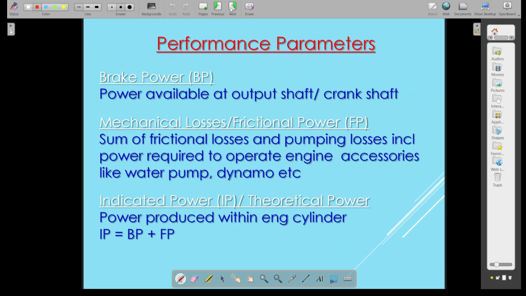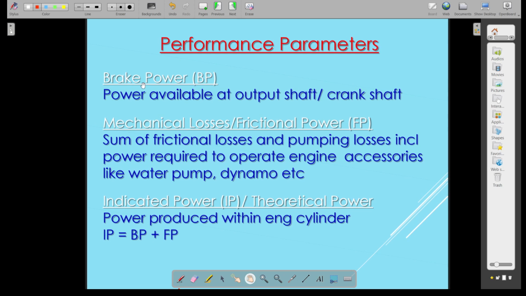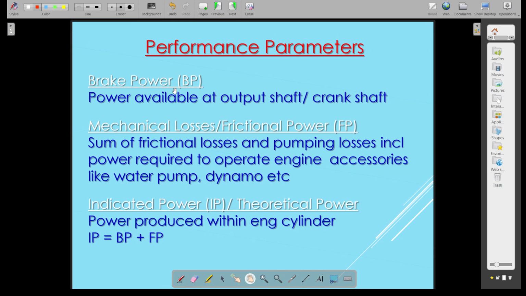So what are the performance parameters? When we go for testing of engines, there are certain performance parameters. The very first parameter, you can see over here, is the brake power. What is the brake power? It is the power available at the output shaft, that is the crankshaft. Whatever power is available at the engine output shaft is called brake power.